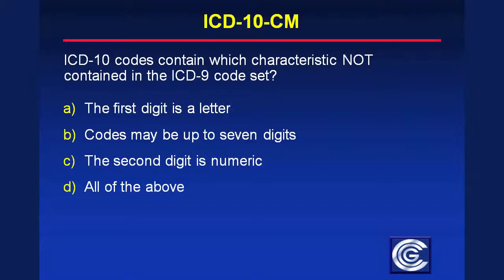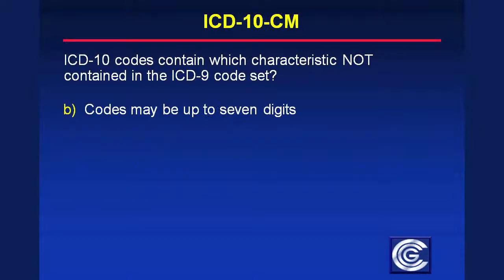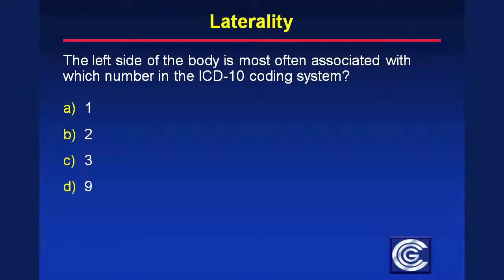All of the above. ICD-10 codes contain which characteristic not contained in the ICD-9 code set? A. The first digit is a letter. B. Codes may be up to 7 digits. C. The second digit is numeric. D. All of the above. The correct answer is B. Codes may be up to 7 digits. The left side of the body is most often associated with which number in the ICD-10 coding system? A. 1, B. 2, C. 3, D. 9. The correct answer is B.